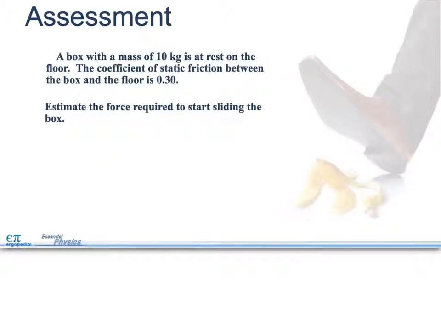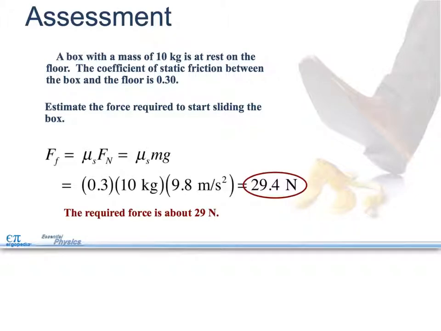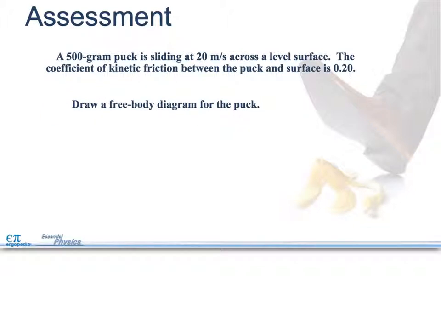Okay, here's your assessment. A box with a mass of 10 kilograms at rest is on the floor. The coefficient of static friction between the box and the floor is 0.30. Estimate the force required to start the box moving. So the force of friction is equal to mu S times the normal force. So 0.3 times 10 kilograms times 9.8 gave me 29.4. So that's the amount of force you would need to get it to start moving.